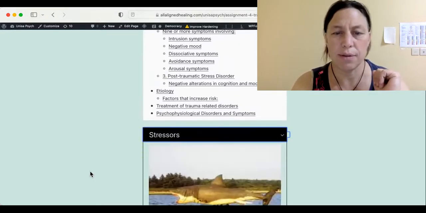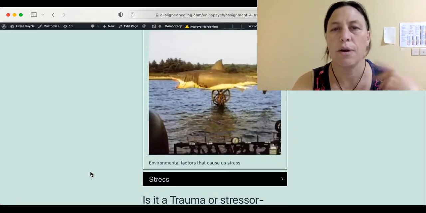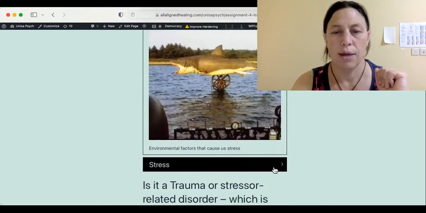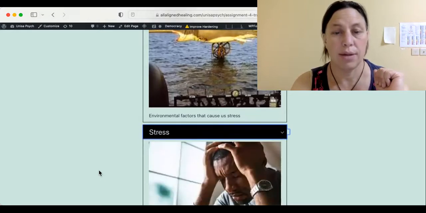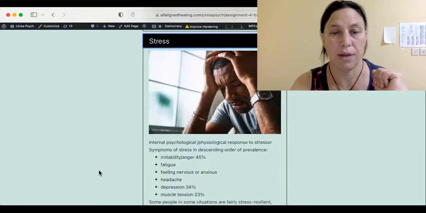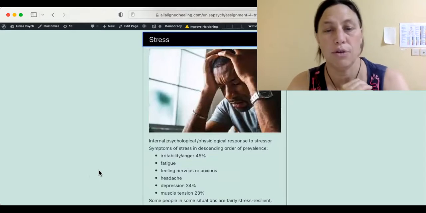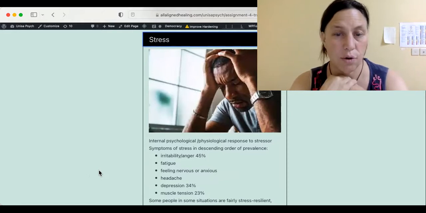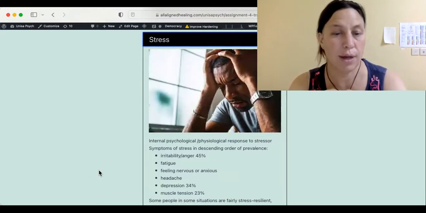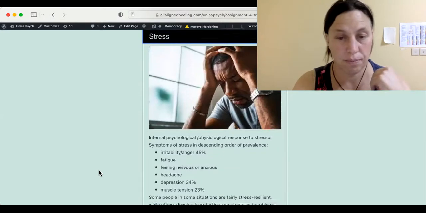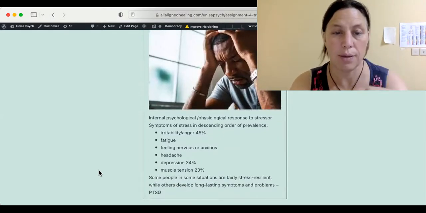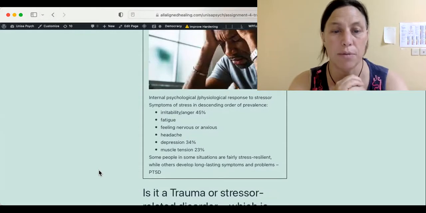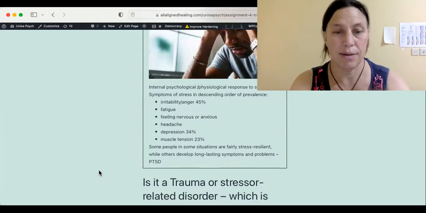Okay, so you need to know what a stressor is. A stressor is the thing that provokes the stress. Okay, the stress is the internal state. It's the internal psychological and physiological response to the stressor. So symptoms of stress in descending order of prevalence: irritability, anger, fatigue, feeling nervous or anxious, headache, depression, muscle tension. Some people are fairly resilient, whereas others develop long-lasting symptoms and problems, such as PTSD.